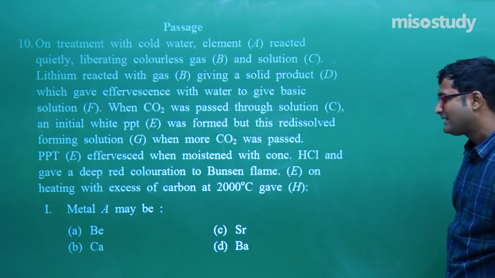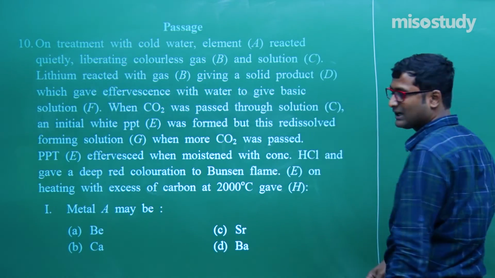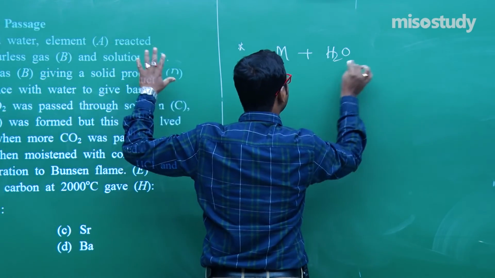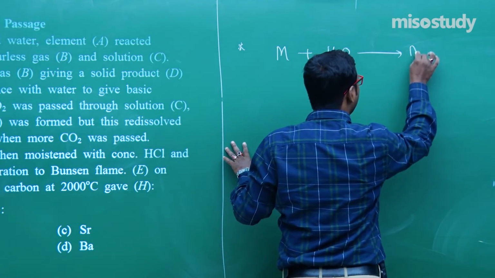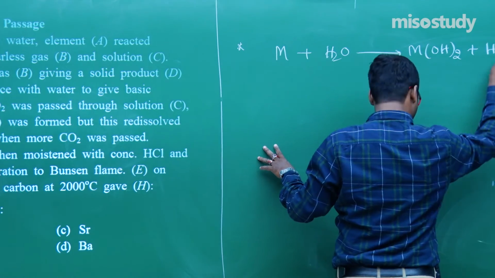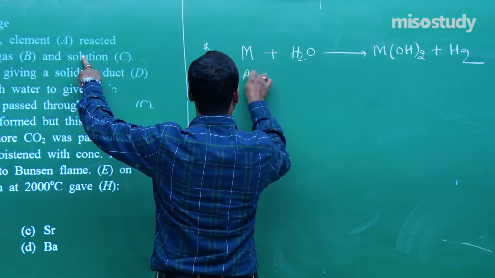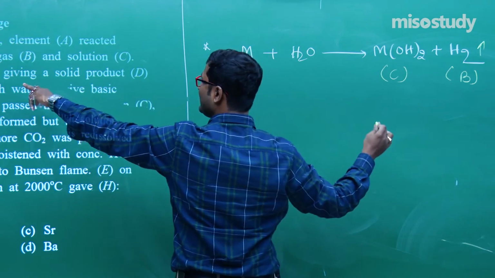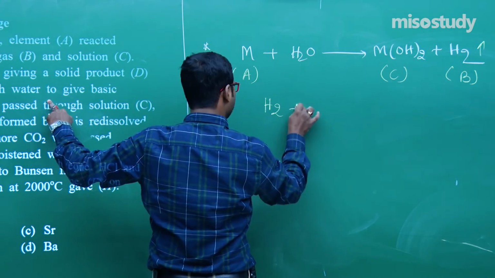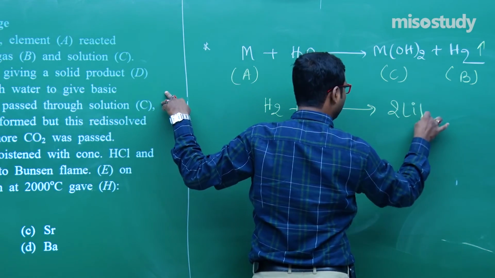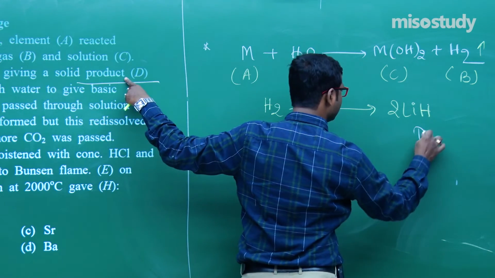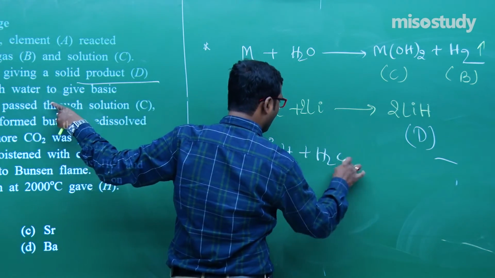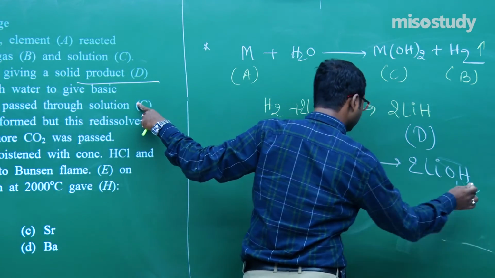Now the metal, definitely, is highly reactive, that is an alkaline earth metal. All options are alkaline earth metals. Clear? Now what will happen? Let's check it out. If I write the metal M, on treatment with cold water, an alkaline earth metal with plus 2 oxidation state gives M(OH)2 plus H2. This M(OH)2 is A, the colorless gas is definitely hydrogen, this is B, and the solution is C. Lithium reacted with B, that is H2, and gives lithium hydride. Yes sir, that is the solid product D, which gave effervescence with water to give a basic solution. LiH plus H2O gives LiOH, that is the basic solution.